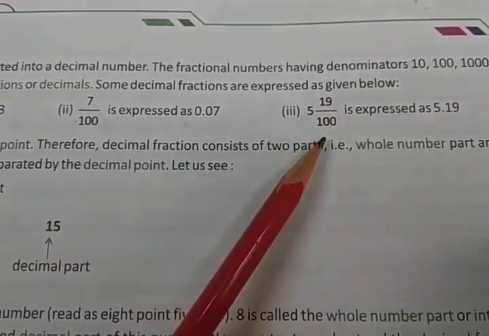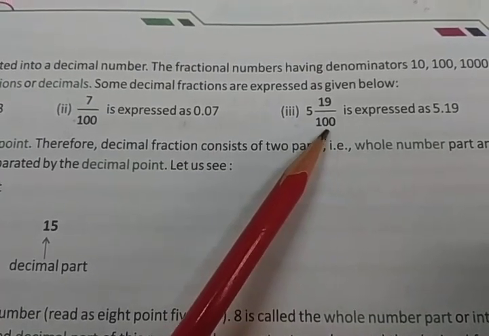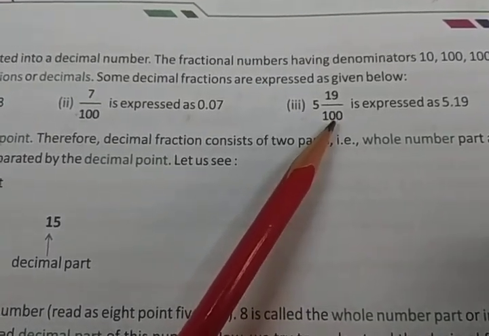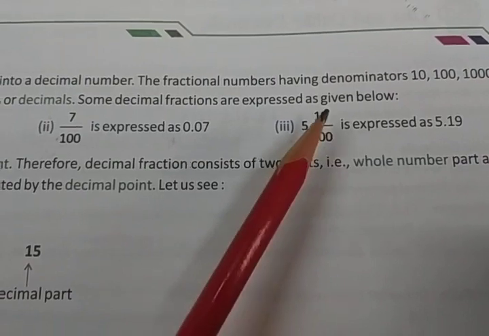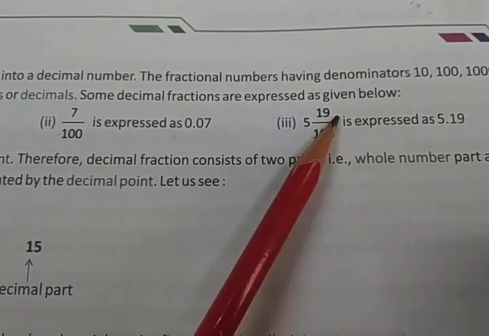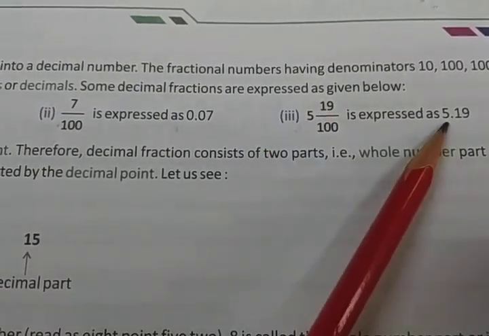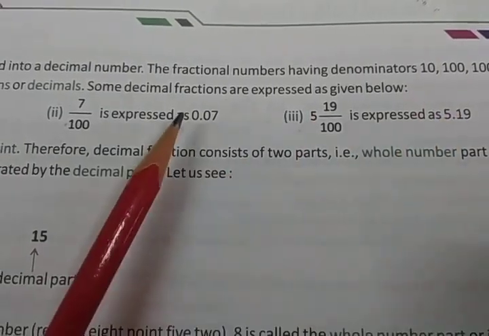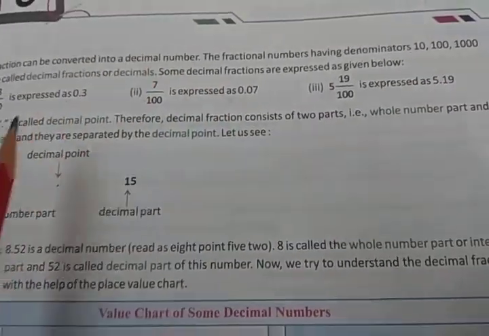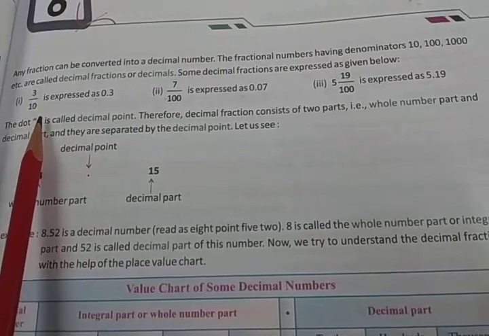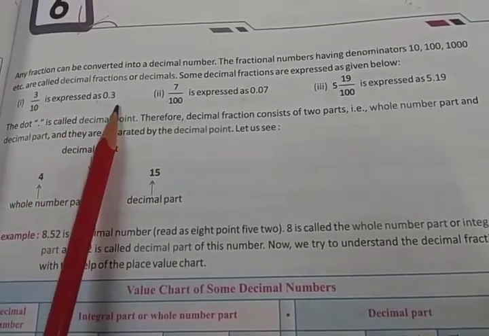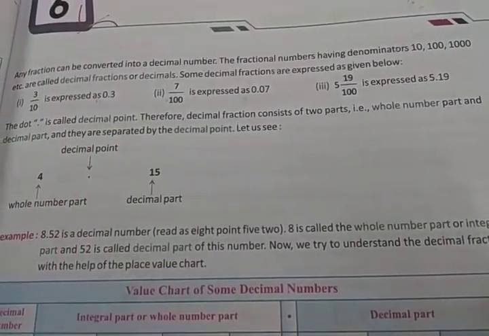Now this fraction has 100 as the denominator, which has 2 zeros in it. So after 2 places, after the ones and tens place, you will get a decimal point. Okay, this is how, if it is a decimal fraction, I can directly change the fraction into decimals. Now what about the other?